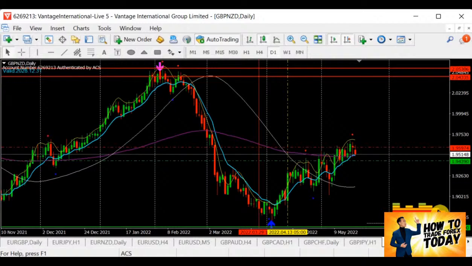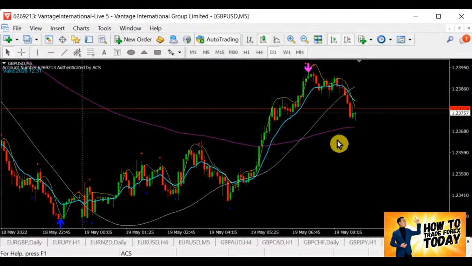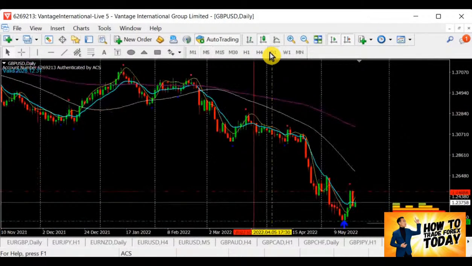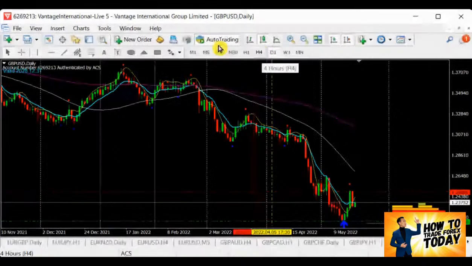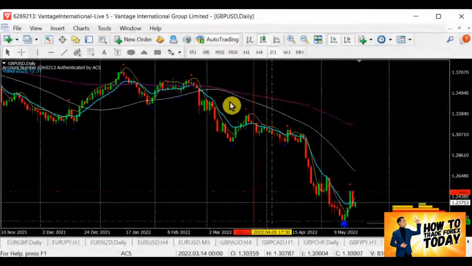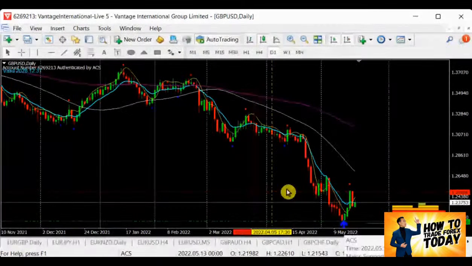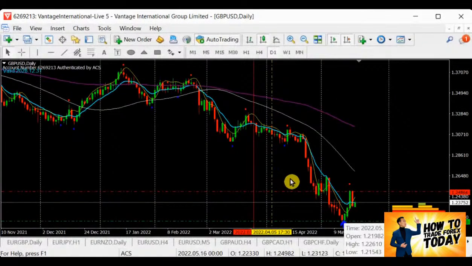All right, let's move into Pound Dollar. Let's take a look at Pound Dollar. Pound Dollar over here. Once again, we are in the bear market. So will this become a reversal?